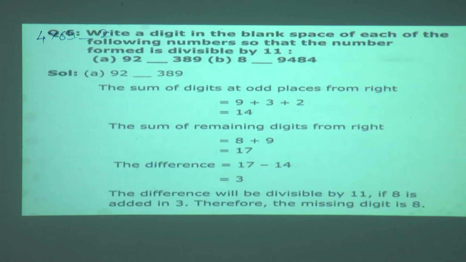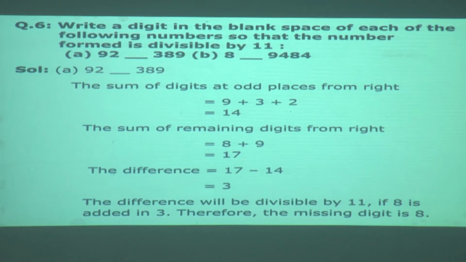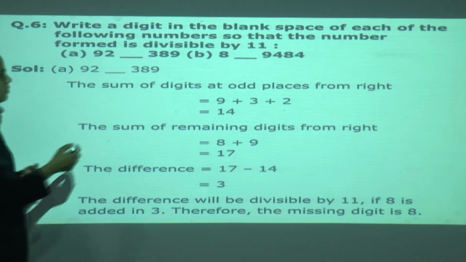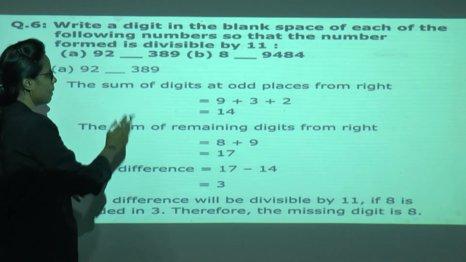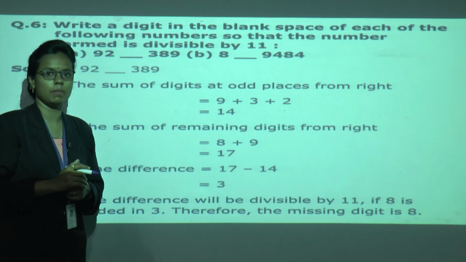Let us see the next one. See here, write a digit in the blank space of each of the following numbers so that the number formed is divisible by 11. As we know, we have to put again a number which should be divisible by 11.